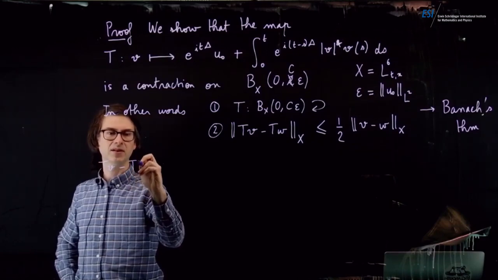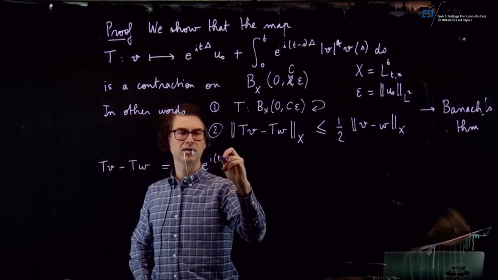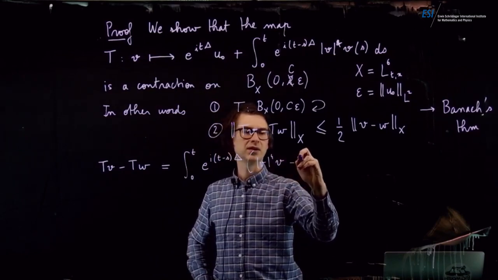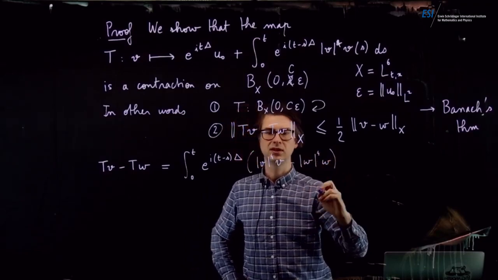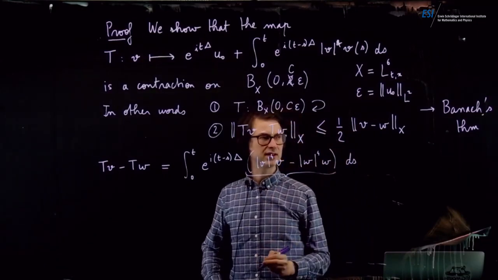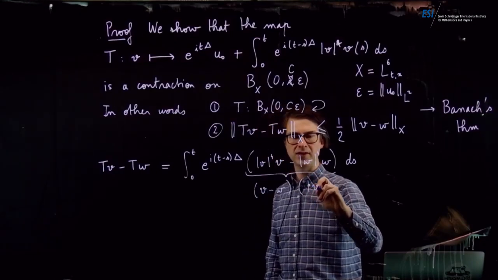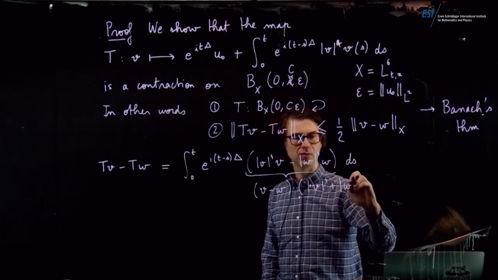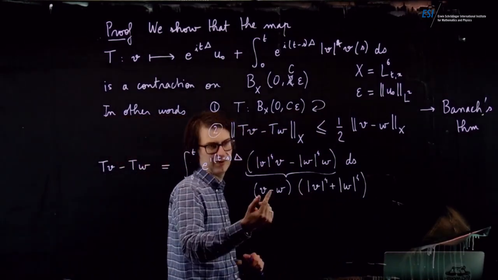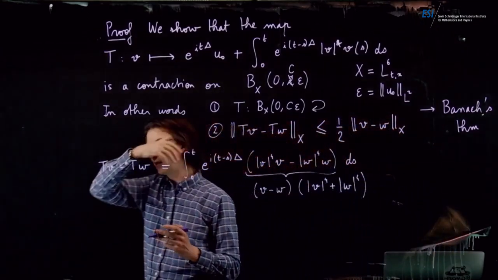So TV minus TW is the integral between 0 and t of e to the i(t minus s)Δ applied to |v|^4 v minus |w|^4 w ds. And this is a classical identity. You can write it as something like v minus w times |v|^4 plus |w|^4. Not exactly that, but something with this flavor, like the difference of v and w, or maybe v bar and w bar, and then quartic terms. Okay, and now all we need to do is to apply the Strichartz estimate.